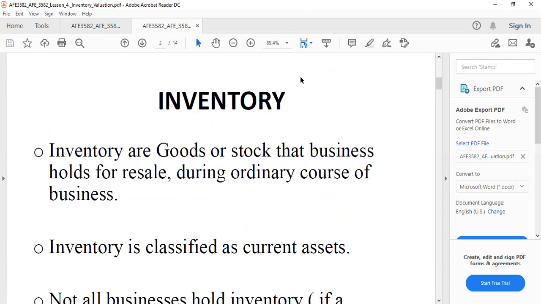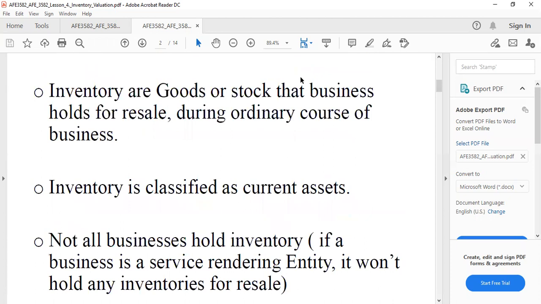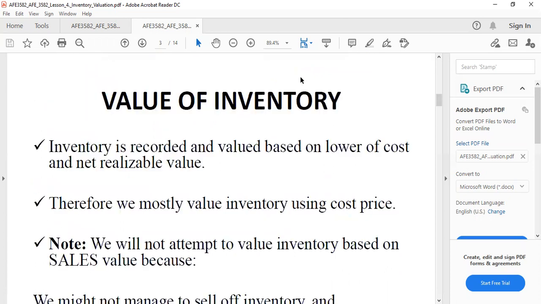And then we move on to valuing inventory. Value of inventory. It says that inventory is recorded and valued based on the lower of cost and net realizable value. Therefore, we mostly value inventory using cost price. Now, what does this mean?